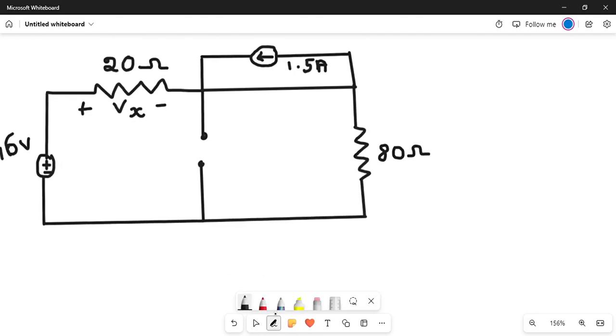So what's my 1.5 ampere, students? My 1.5 ampere is once again an open circuit, right? So I'll make this open circuited. So this is my open circuit. Now this is the diagram I got, right? According to this diagram, you can see this diagram by the way.